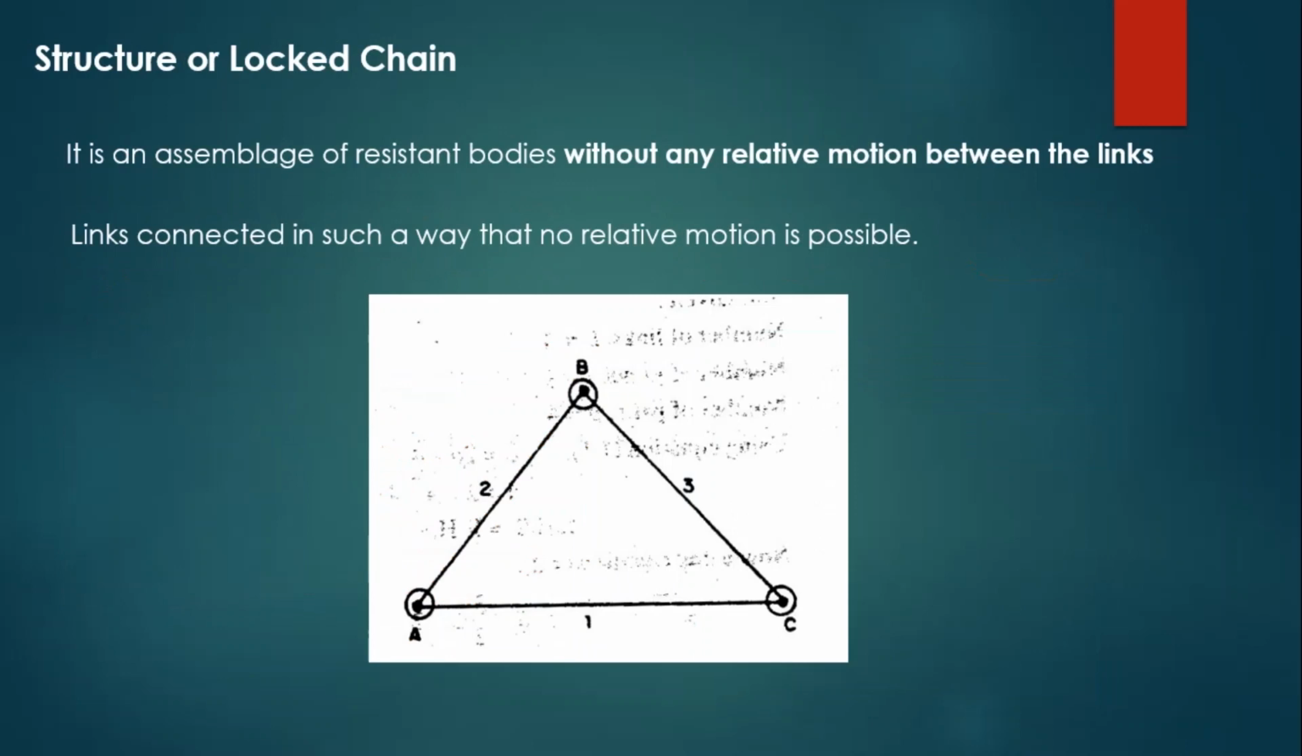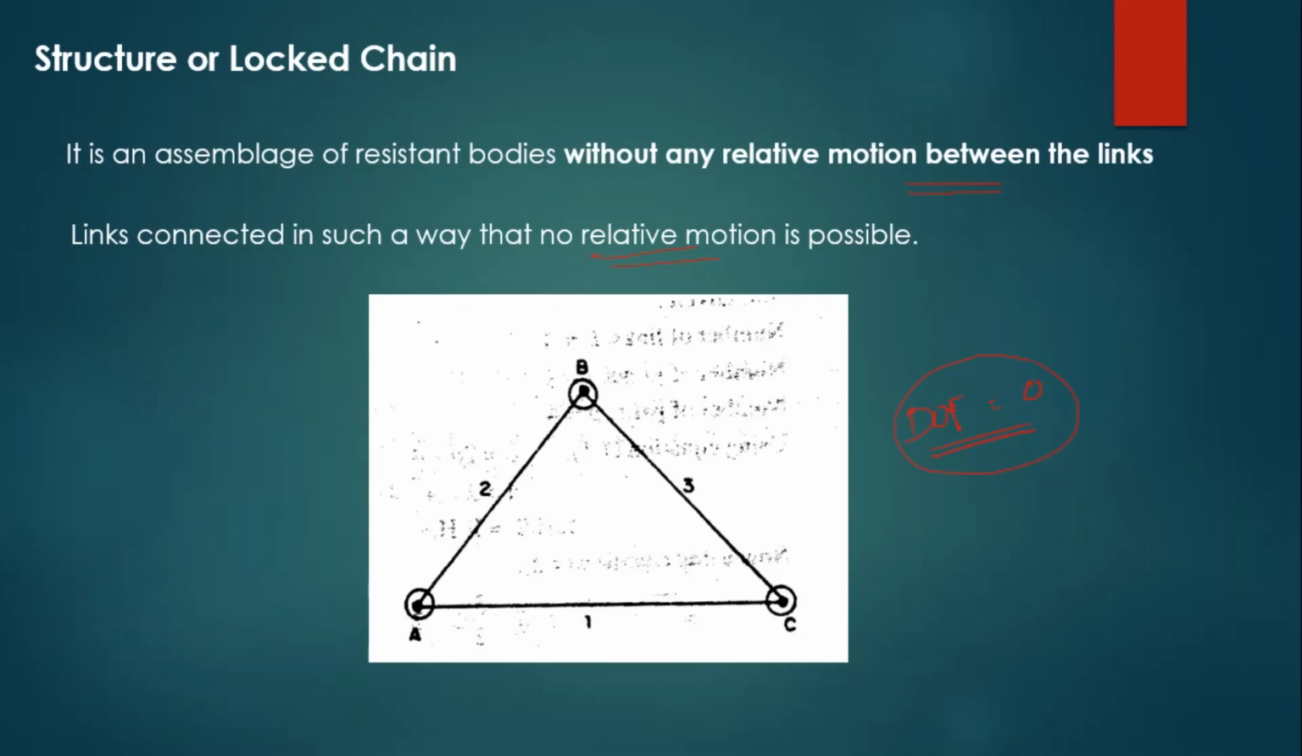Then we will discuss the structure or locked chain. A structure is an assemblage of resistant bodies without any relative motion between the links. The links are connected in such a way that there is no relative motion between the members. So the degree of freedom is equal to 0 for a structure. That we will discuss later, what is meant by degree of freedom, right?